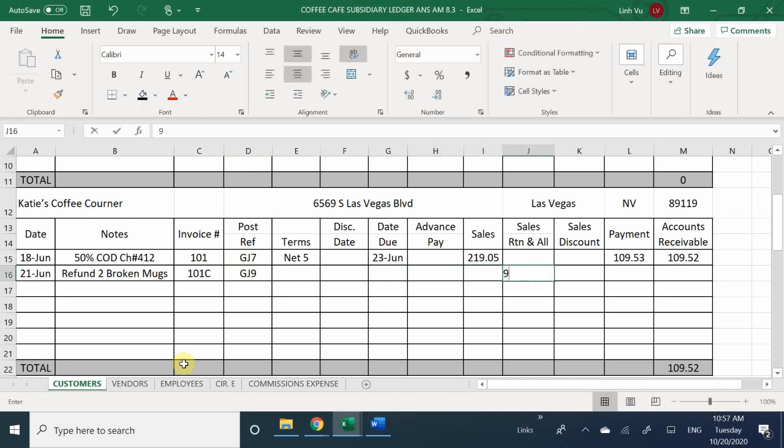Oops, wrong one. $9.98. All right. And if we typed in this formula correctly, you should be able to pull it down. So now it reduced my invoice. Okay. And it reduced it so that now Katie only owes me $99.54, as opposed to the $109.57.